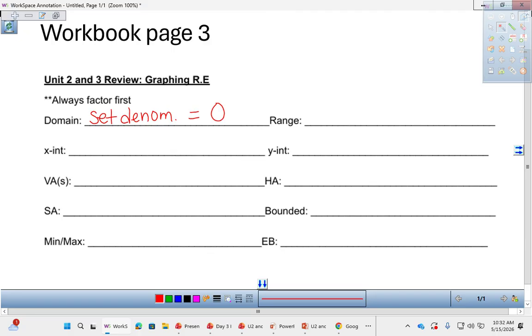The range is the hardest one, okay? And you're gonna look at two things. You're gonna look at the HA, which we'll do later in the notes, the horizontal asymptote, and you're gonna look at mins and maxes. Those are the two things that might impact the range. Might. Sometimes they don't. So the range, like I said, is kind of a crapshoot. Sometimes you can look at those things and it'll help you, but sometimes those don't help you either. All right, so range is kind of like a free-for-all.